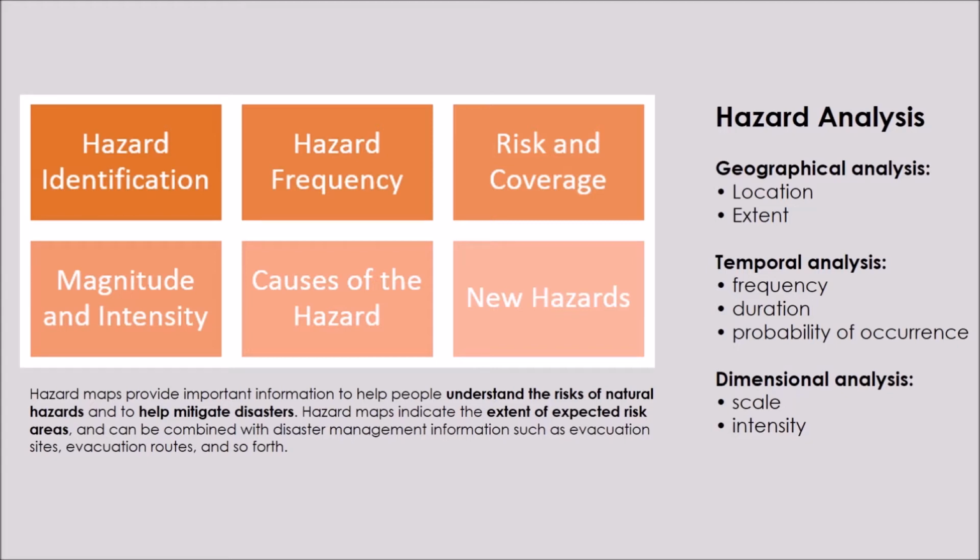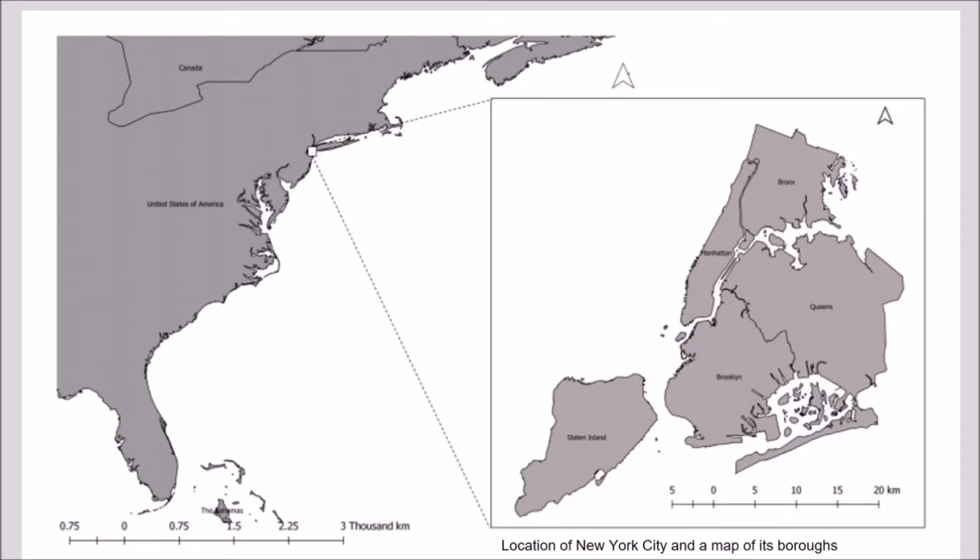So once we identify the hazard, we have to understand the frequency of the hazard, the risk and the coverage, the magnitude and the intensity, the causes of the hazard, and also try to understand new and potential hazards for the city, because the city is dynamic, and with city growth, new activities or new hazards would also pose a risk to the city. Let us understand hazard assessment through case studies, how cities have worked out or assessed the hazard.